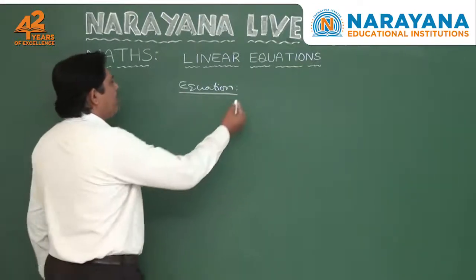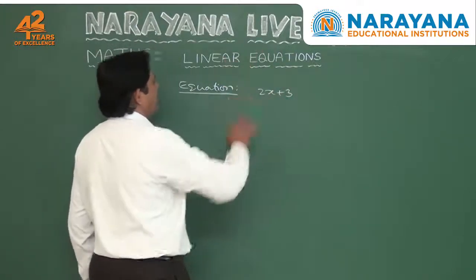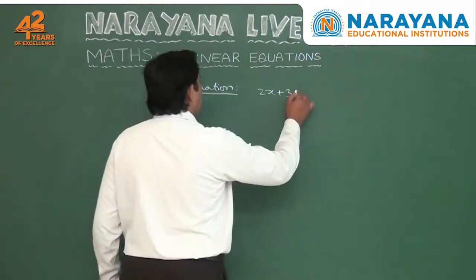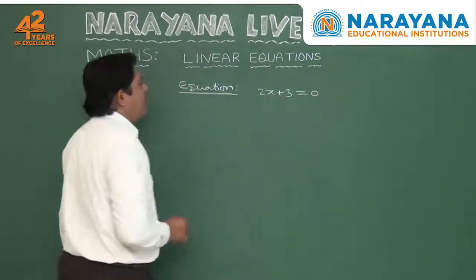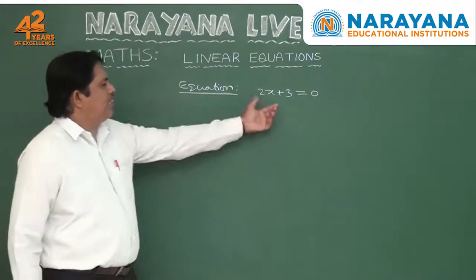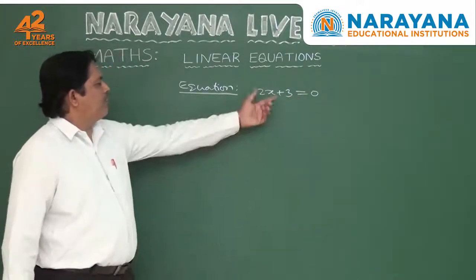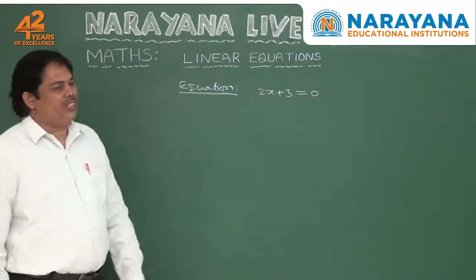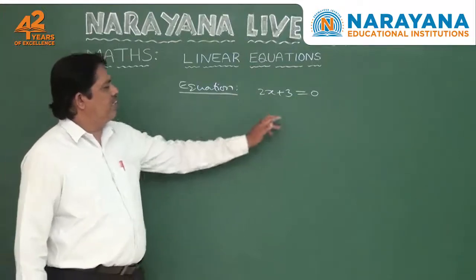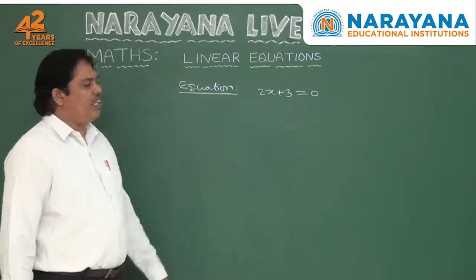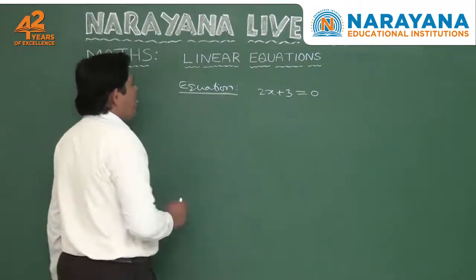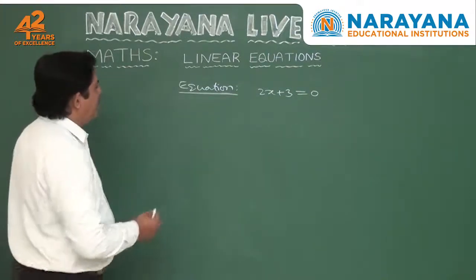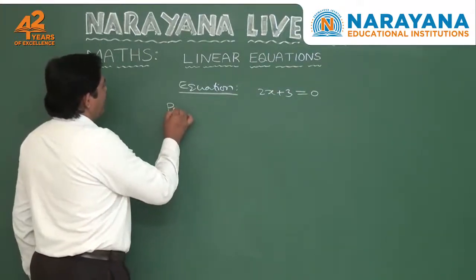For example, 2x plus 3 is called an open sentence. When this open sentence contains the equality symbol, for example 2x plus 3 is equal to 0, that is called an equation. Next, coming to the properties of equality, the first property is the reflexive property.